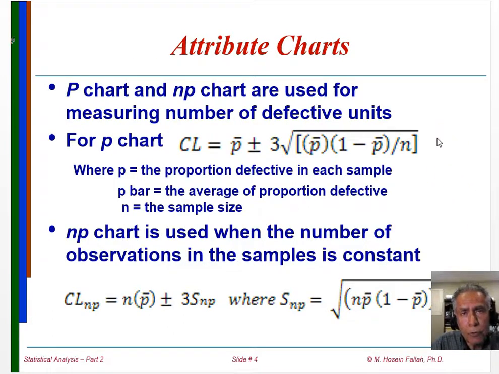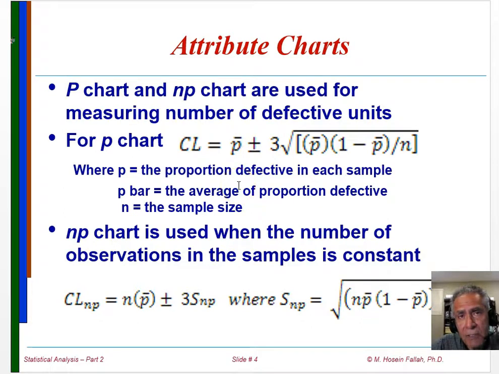So if we are counting defective units, we normally use a P chart or an NP chart, which is represented by control limits as the average defective plus or minus 3 standard deviations of the samples from which we have calculated our average defective.